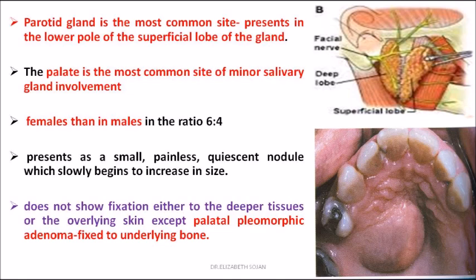Among the major salivary glands, the parotid glands, submandibular glands, and the sublingual gland, the most common site for pleomorphic adenoma is the parotid gland. The parotid gland is the most common salivary gland location for pleomorphic adenoma, and within the parotid gland, it is the lower pole of the superficial lobe.